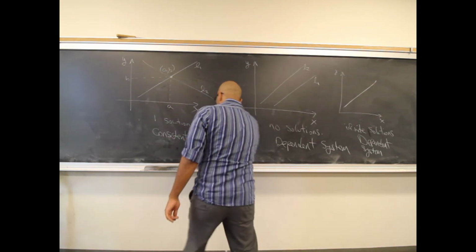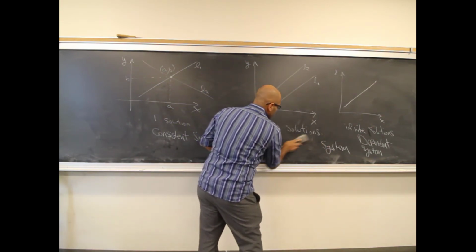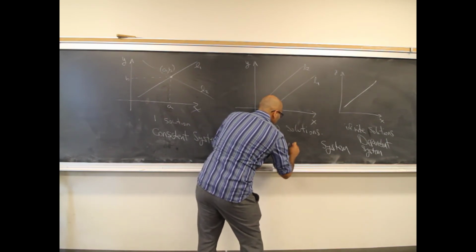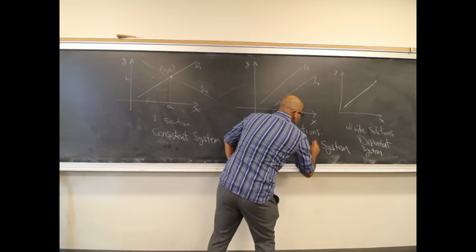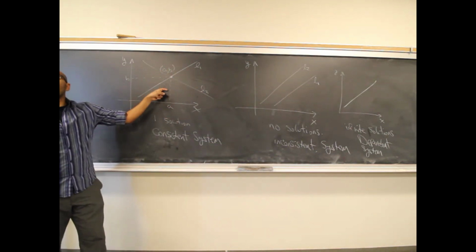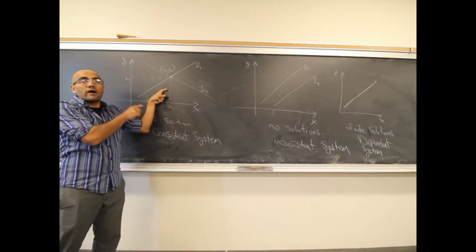I'm sorry, I made a mistake. This is no solutions, this is called an inconsistent system. Inconsistent. So what we normally do is assume this is the case, that there is exactly one solution.